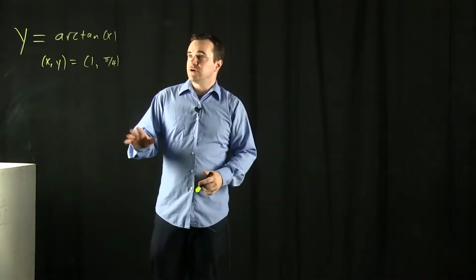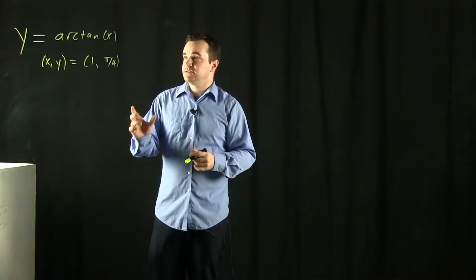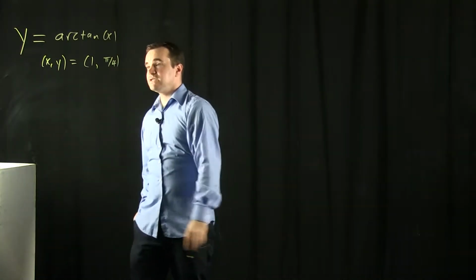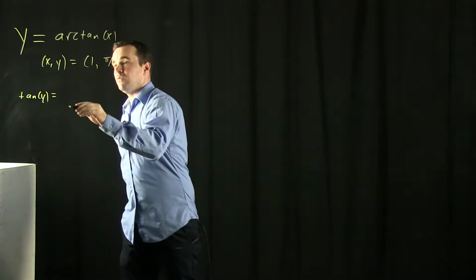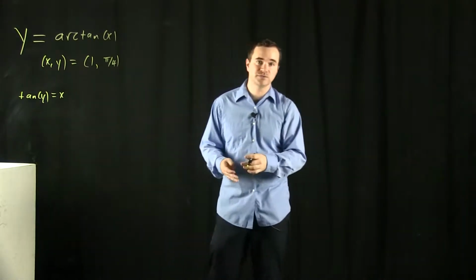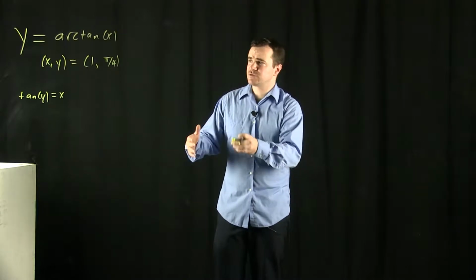So the way we're going to start this story is I want to look first at tangent. And I know that if y equals arctangent of x, then tangent of y equals x. Of course, tangent of pi over 4 equals 1. And so these are inverse functions. I mean, they're sort of inverse functions.